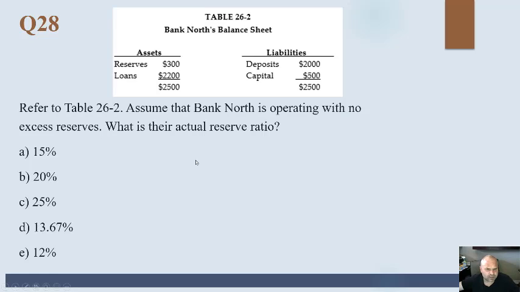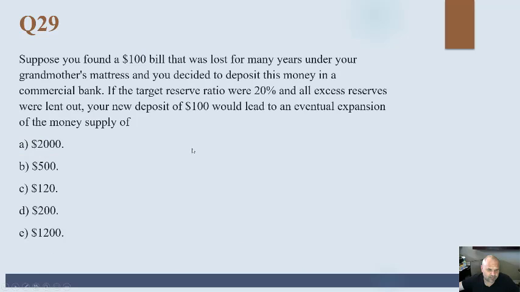Okay, so the correct answer here is 15. Well, how do we get that? Well, we know that their deposits are 2,000, so we just need to figure out what percentage of 2,000 equals 300. And because we know that this amount of reserves here is their actual reserves, and it's also equal to their target reserves, if we multiply 2,000 by 15%, we will get 300.